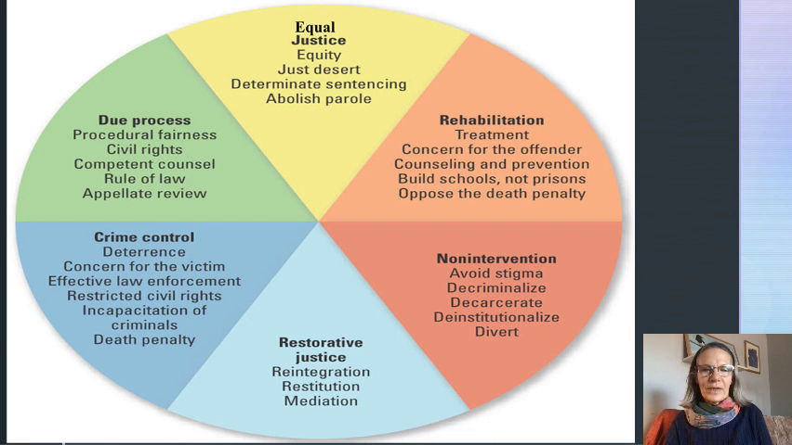I wanted to draw your attention to this chart that is on page 30 in your textbook. It's a concept summary chart, and it's just a handy little wheel of the different perspectives that we're going to be discussing in these 2 lectures. So equal justice, non-intervention, crime control. It's a good handy tool to take a look at to refresh your memories on the concepts before you take the quizzes.